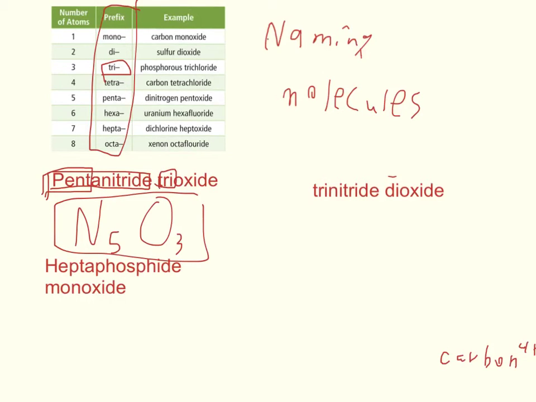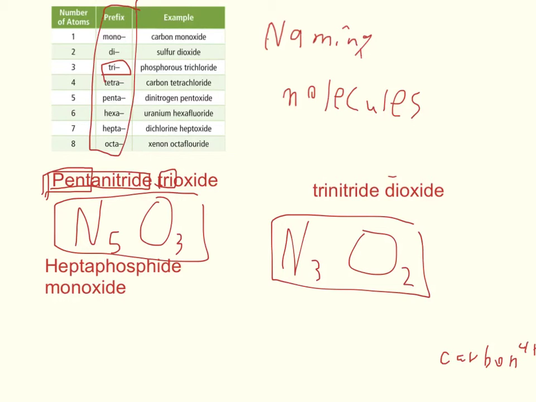So now we're going to move on to trinitride, which is just going to be N3, and then dioxygen, which is O2. It's that easy. All I have to do is remember the prefix, remember the prefix, remember the prefix. Moving on down here, the P for phosphide, and hepta is 7. And mono is just 1, so you just write the letter. So it'd be P7O, because mono is 1.